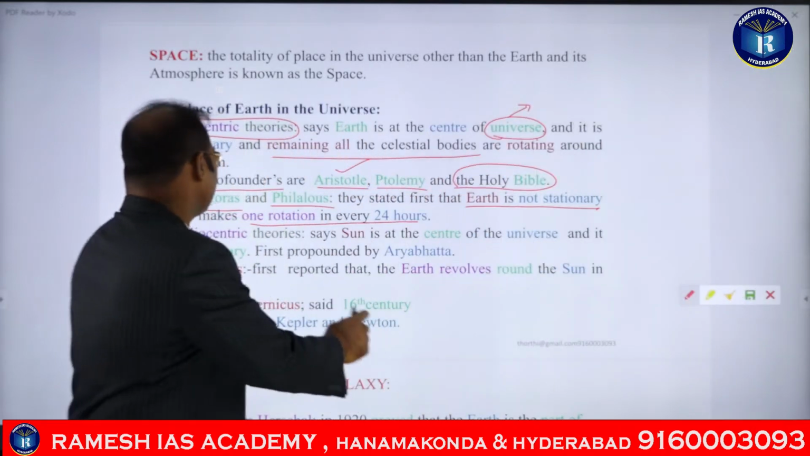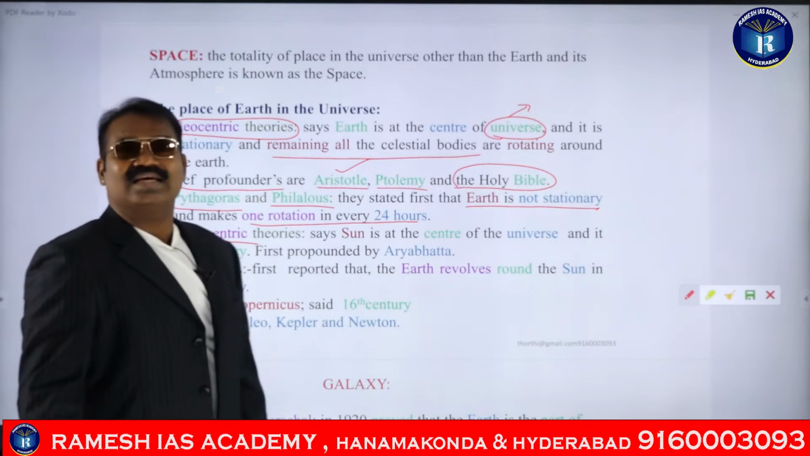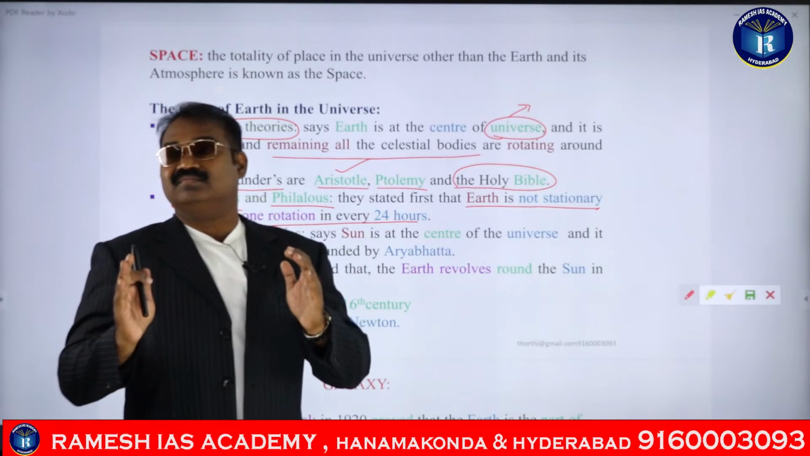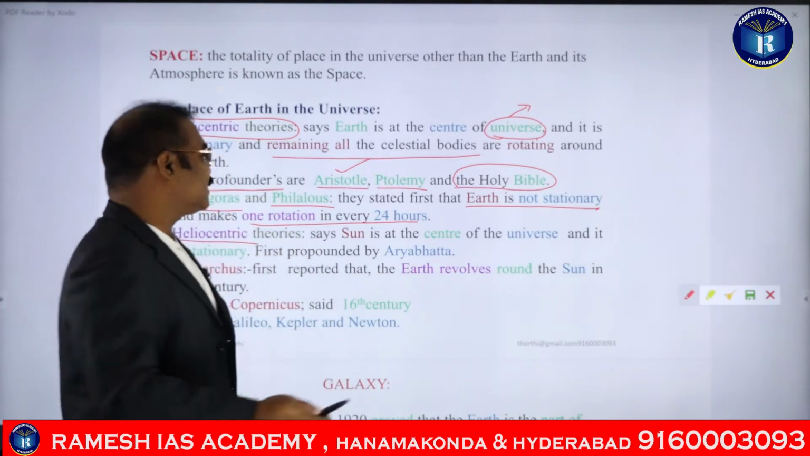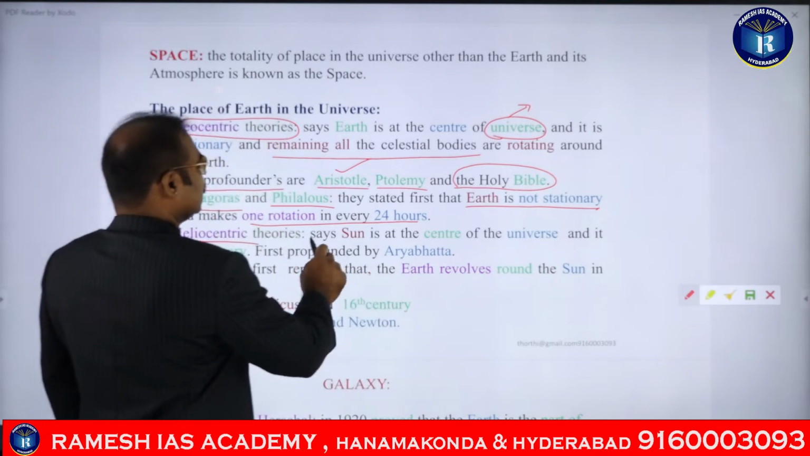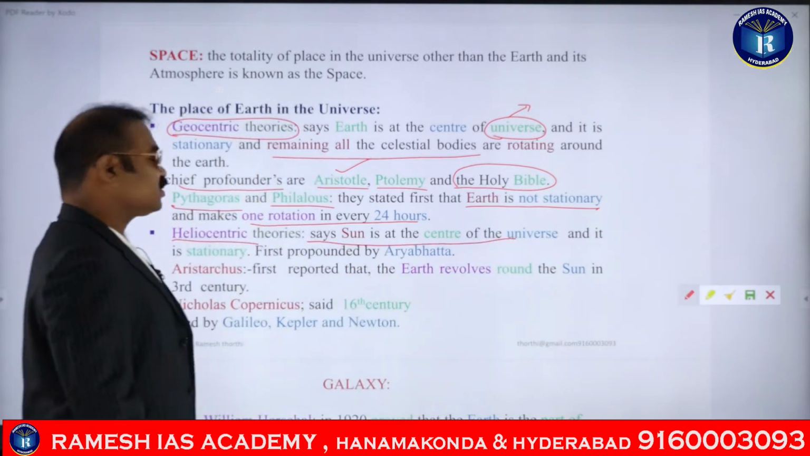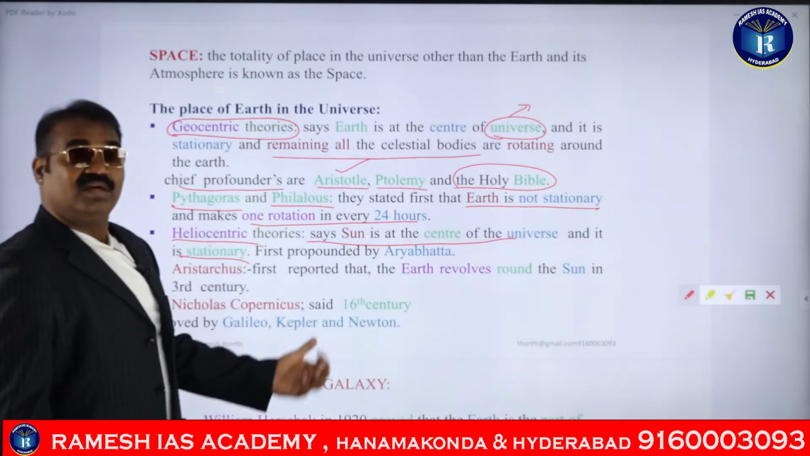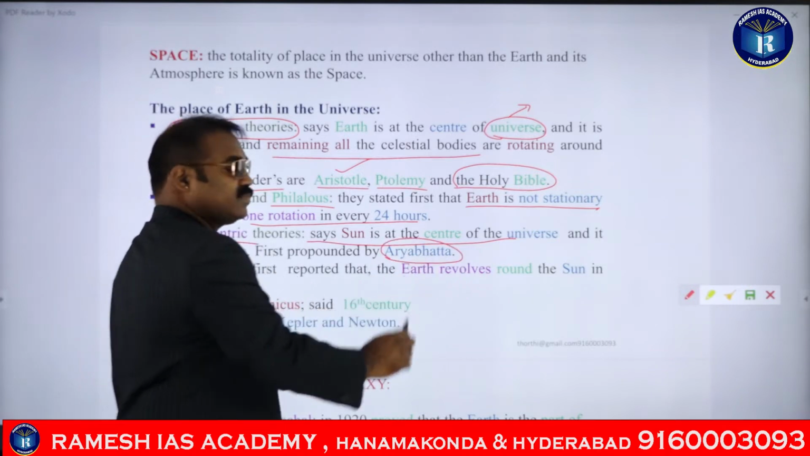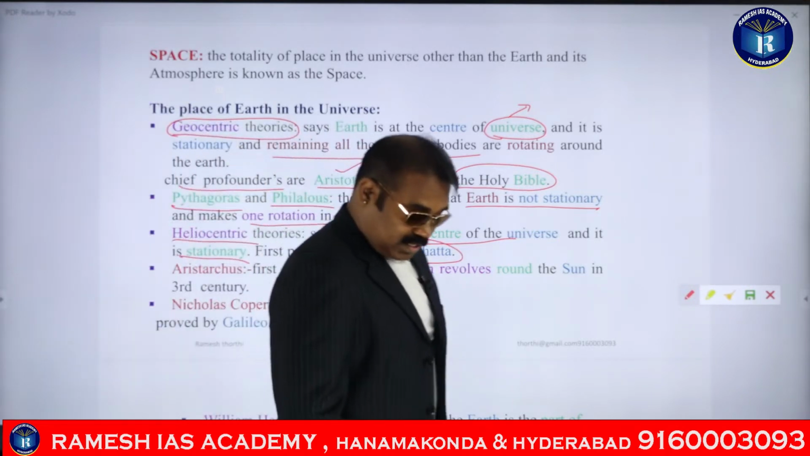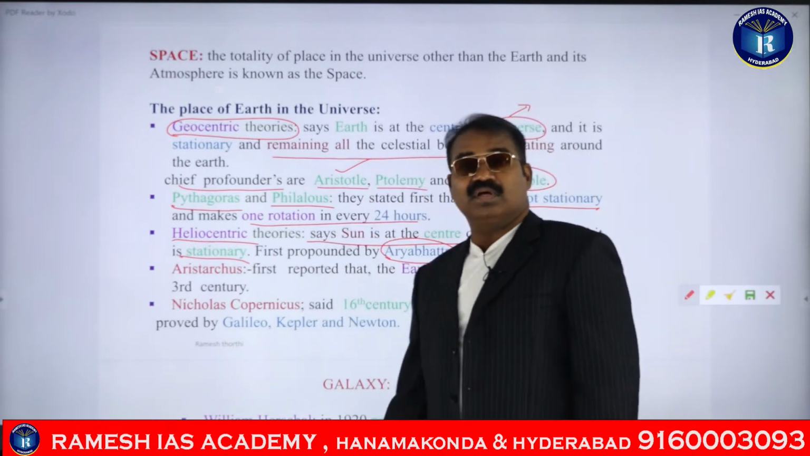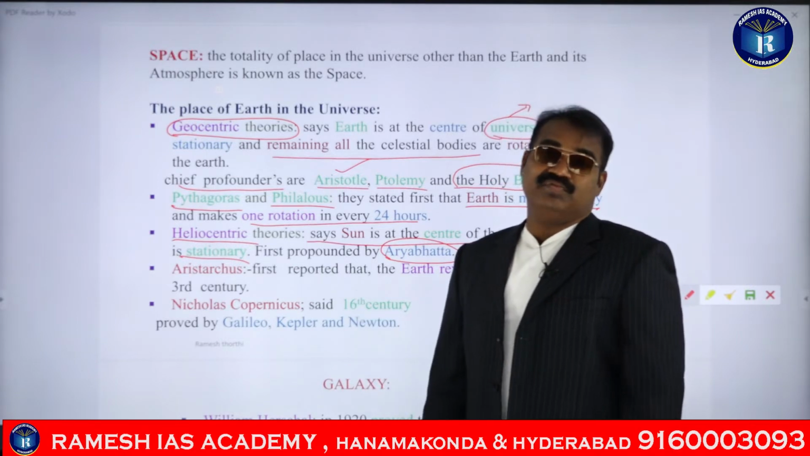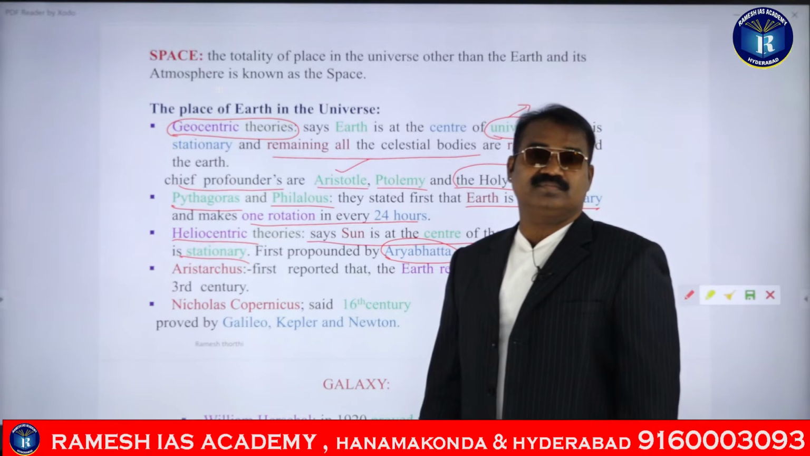Then came the heliocentric theories. Heliocentric means sun-centric, guys. So, these theories say that the sun is at the center, the sun is stationary and everything else is rotating around the sun, guys. So, this says that the sun is at the center of the universe and it is stationary. And the first propounder of this theory was Aryabhatta, guys. Aryabhatta, the Indian astronomer and physicist. This is the person who first stated that the sun is at the center of the universe and it is stationary, guys.